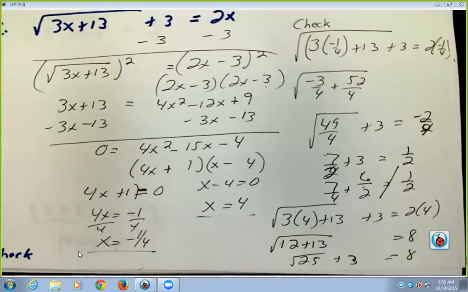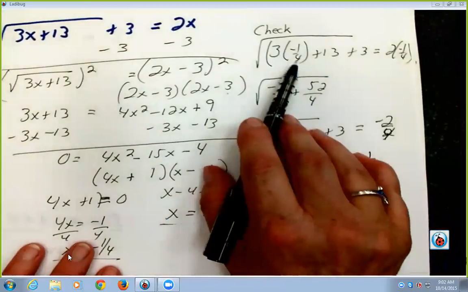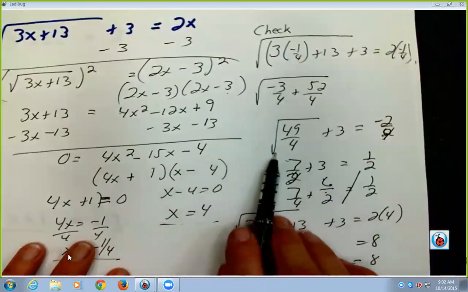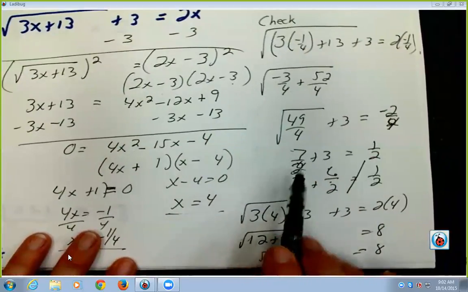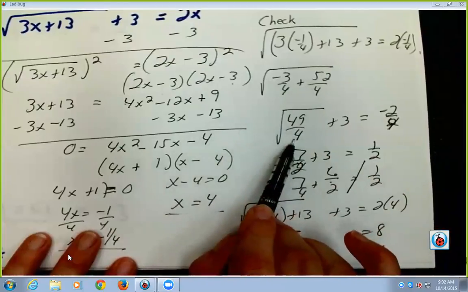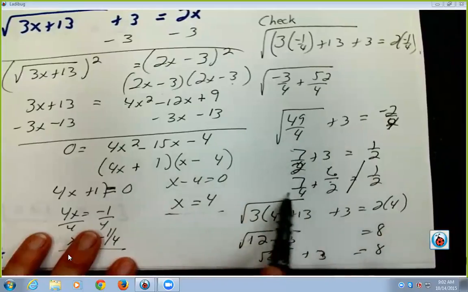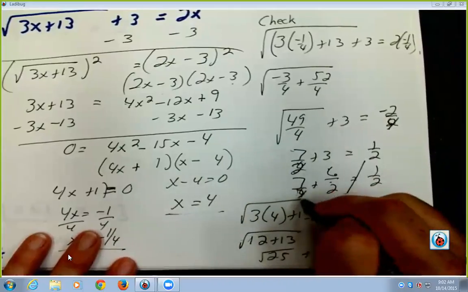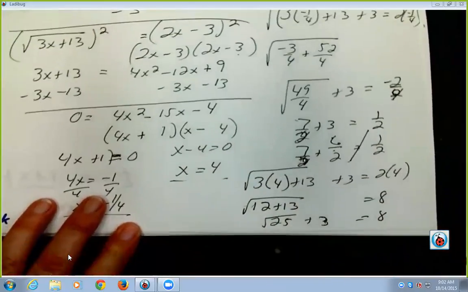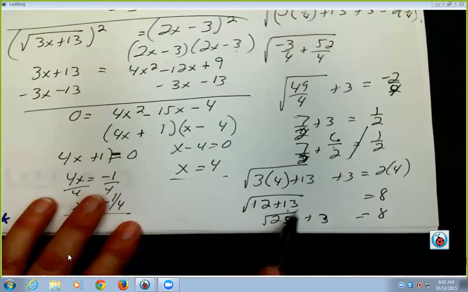But do they both work? So if you go back and you check it, this 1/4 comes out to be some kind of strange stuff going on here. I get 7/2 when I take 3 from 52, I get 49/4. Turn the 3 into halves after I take the square root of this, and I get 7/2 plus 6/2 does not equal a half. So I know that one doesn't work. But when you check 4, 3 times 4 is 12. 12 plus 13 is 25.